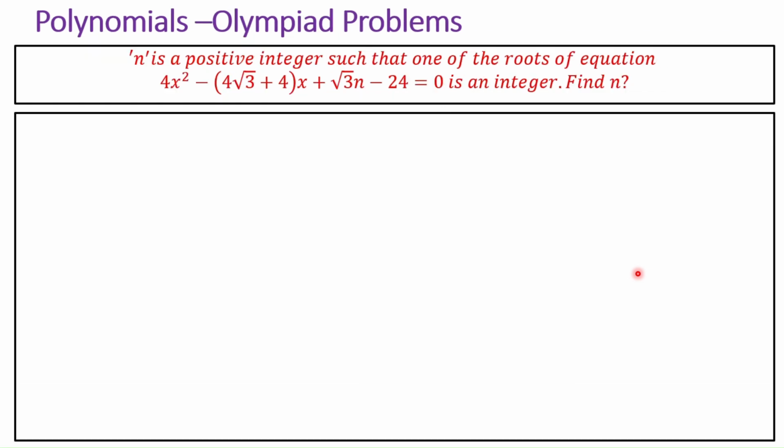Yeah, let's see one more problem. Read the problem. n is a positive integer such that one of the roots of the equation 4x square minus 4 square root of 3 plus 4 into x plus square root of 3n minus 24 equal to 0 is an integer. Find n.